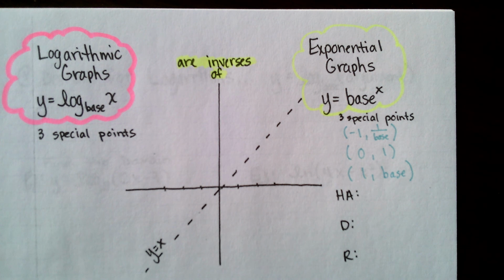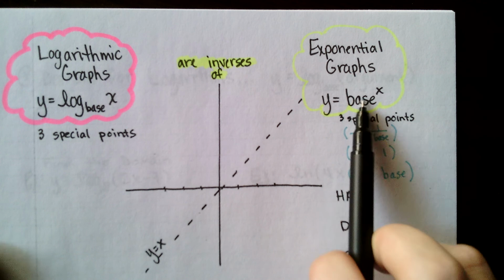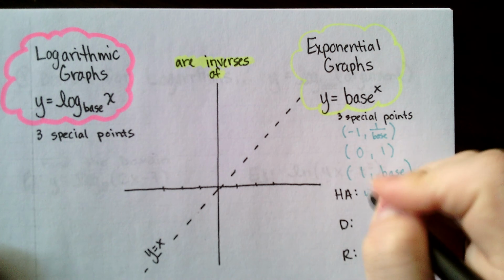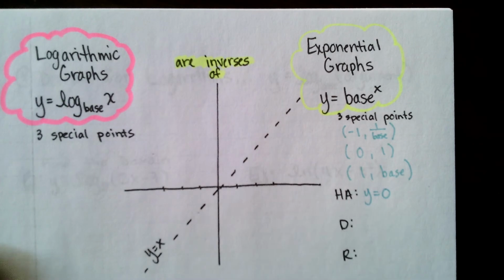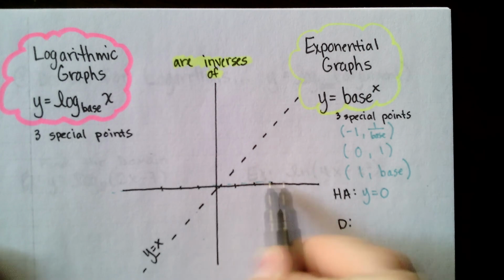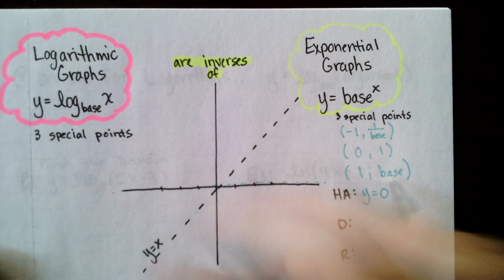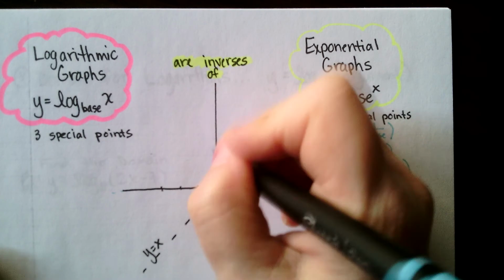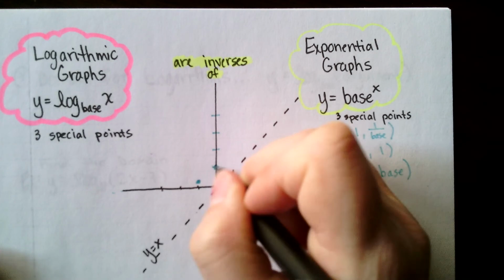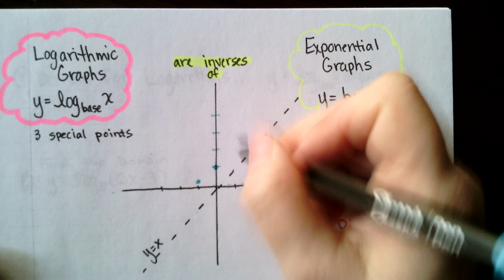In an exponential graph, remember those were like y equals base to the x power. They had three special points: (-1, 1 over base), (0, 1), and (1, base). They had a horizontal asymptote at y equals 0, so y equals 0 was a horizontal asymptote that went along there. We had -1, 1 over base. We'll just estimate that. Then 0, 1, and then 1, whatever the base was.